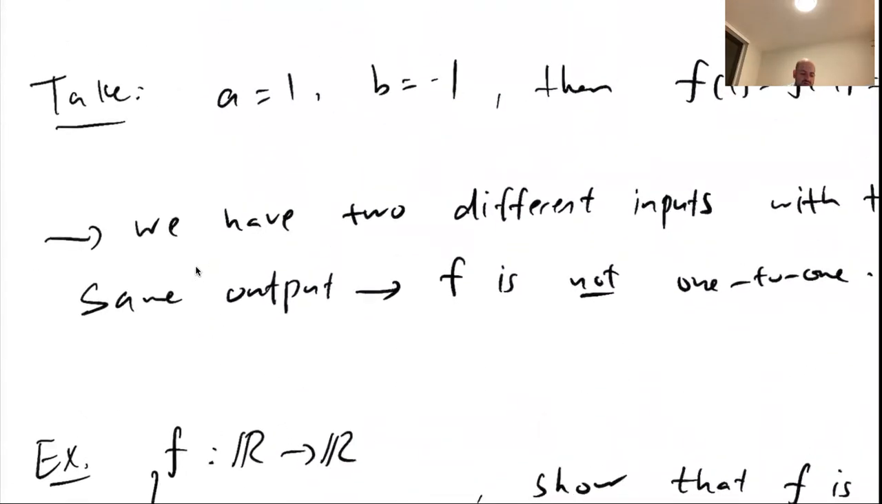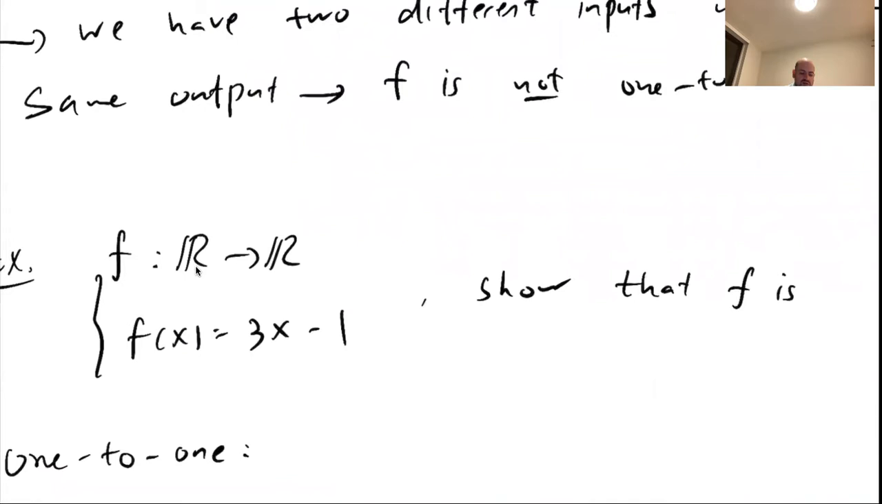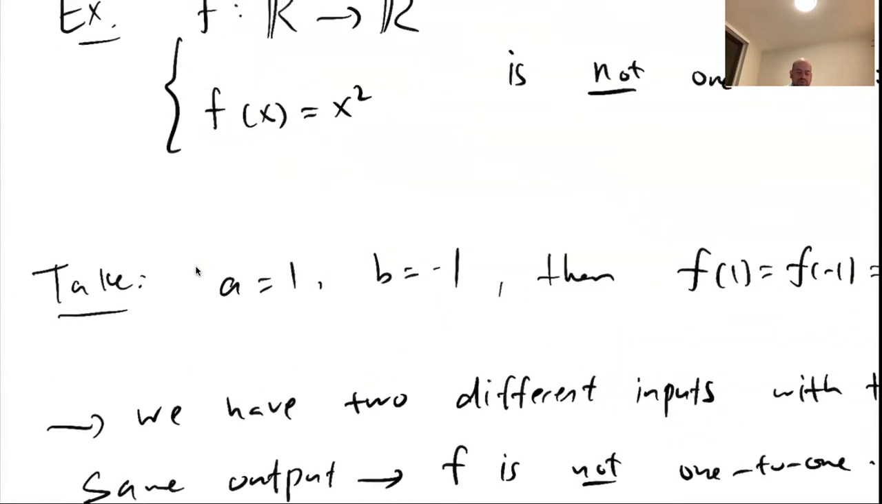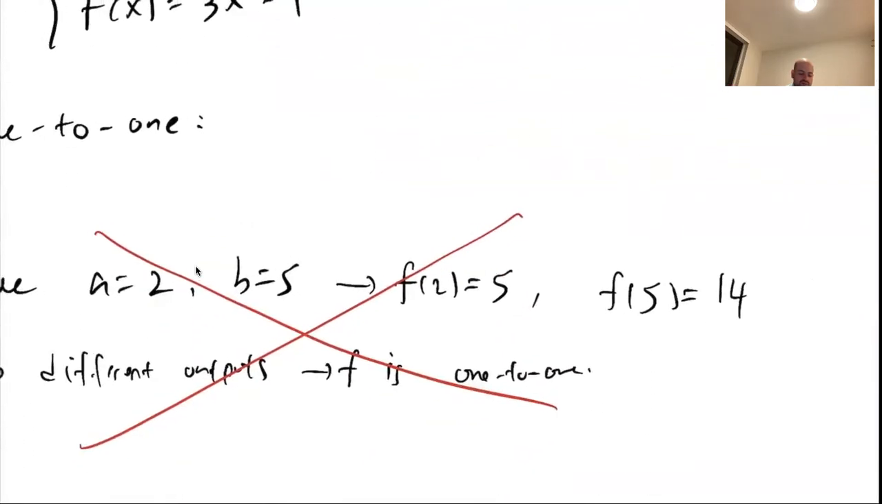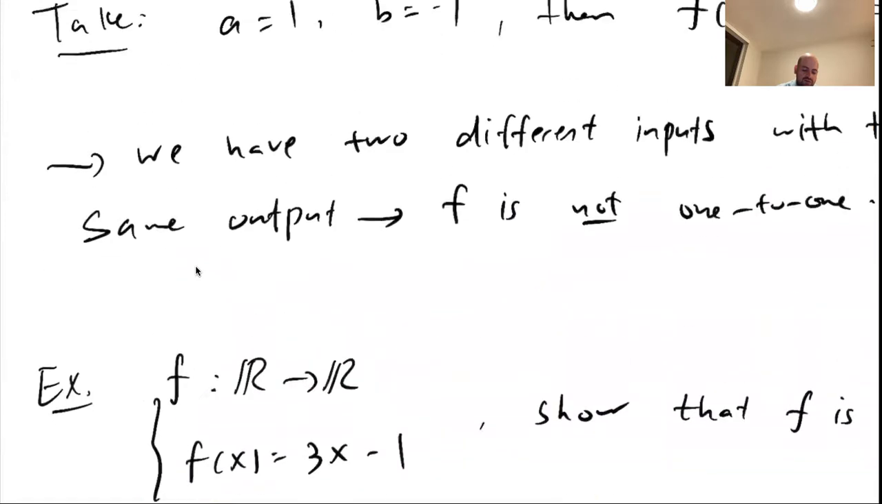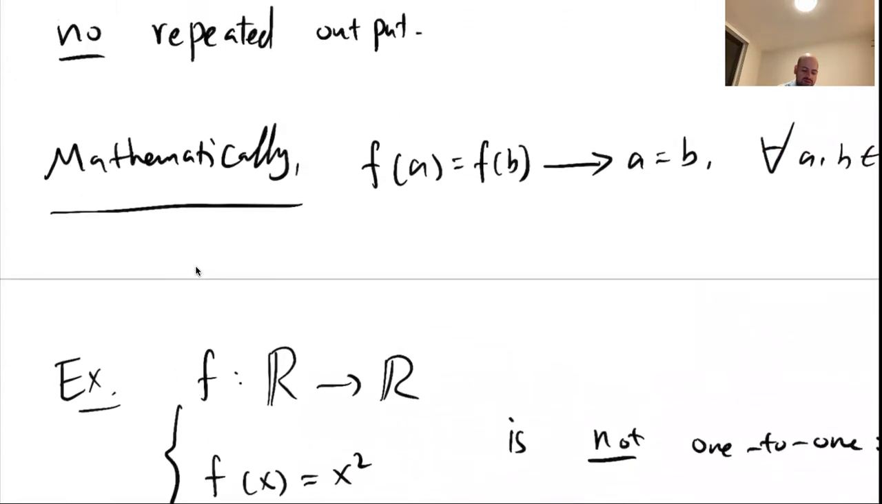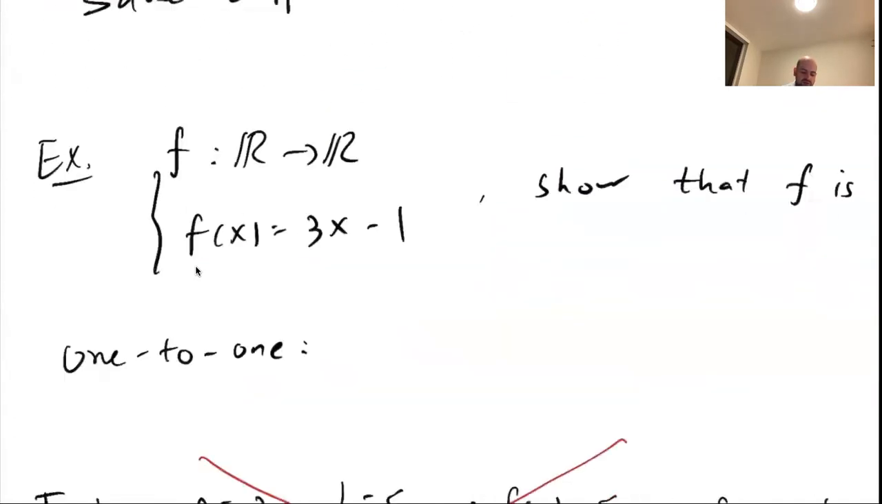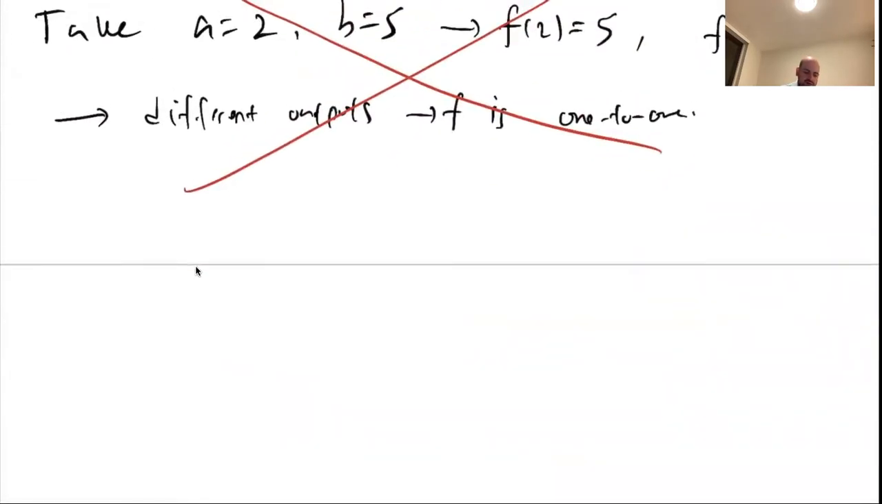In the previous one, we wanted to show that the function is not one-to-one, so we gave one example of two inputs with the same output. But here we want to show that the function is one-to-one, so the proof has to be in general, not with examples. How can we give the proof in general? We have to use the formal or mathematical definition: f of A equals f of B must imply A is equal to B for every A and B in the domain, right?